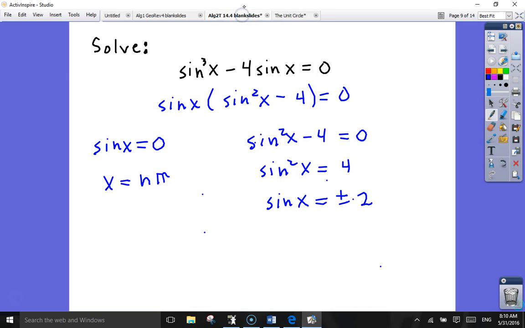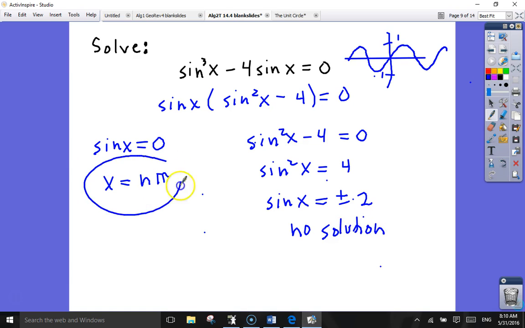Or if you think of the graph, the graph looked like this, with -1 down here, +1 is here, and the graph just went up and down and up and down, right? But it can't be equal to a number bigger than 1 or less than -1, unless you multiply by something in front. So this one is no solution. So the answer is that.